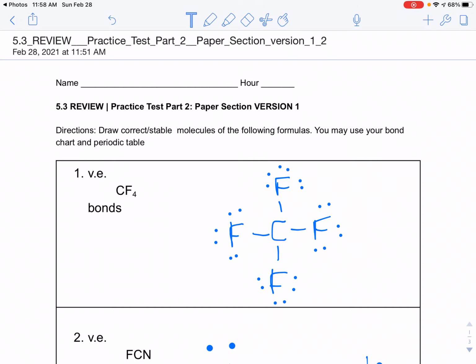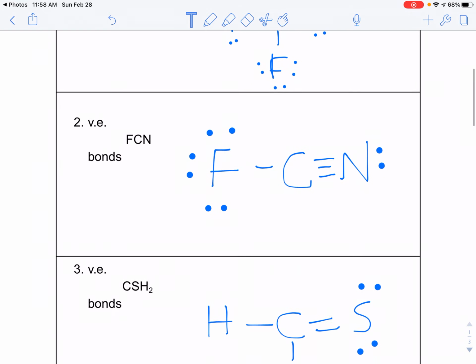All right, here is how your drawings should look. Remember, it's okay if you do not have the dots, the unshared pairs, but your bonds need to be the way you see here. So here's the first one, a C in the middle with 4 F's around and all single bonds. Here's the second one, and as long as you have the bonds correct, if the N and the F are reversed, it's okay as long as you have 3 bonds with the N.